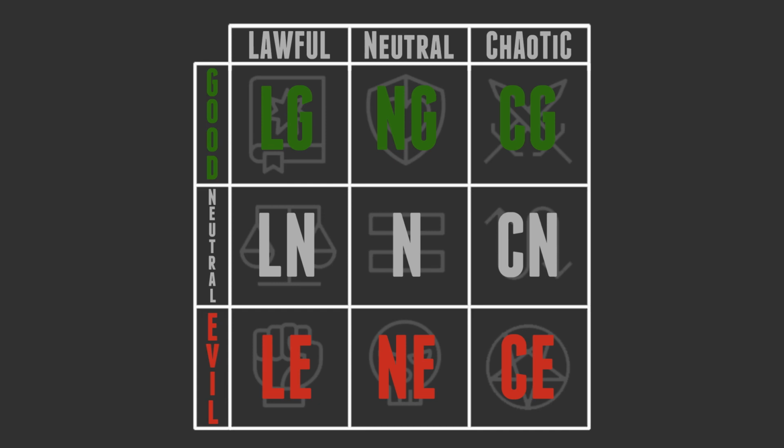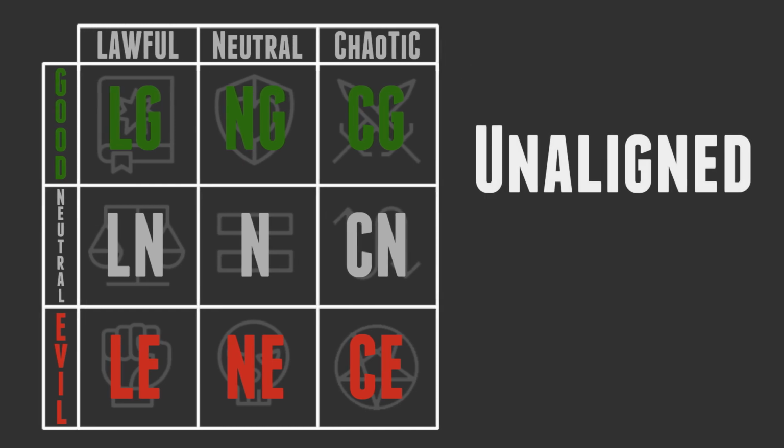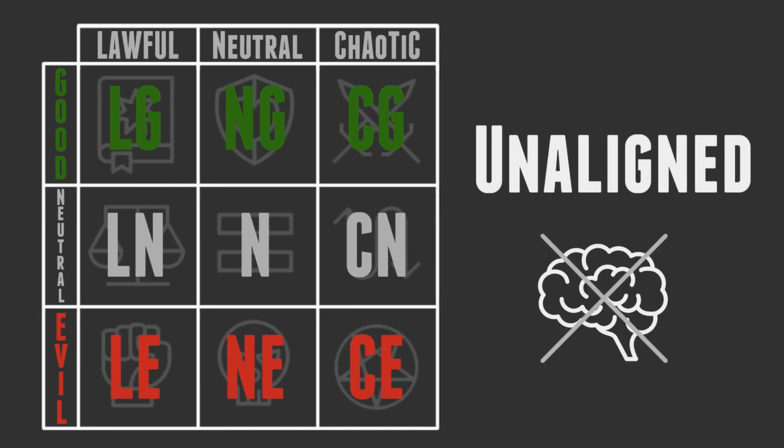Certain beasts and monstrosities can be what is called unaligned. This means they lack sentience or the intelligence to make a moral choice. A player character cannot be unaligned as they would be considered a sentient creature. Those are all the possible alignments in 5th edition.